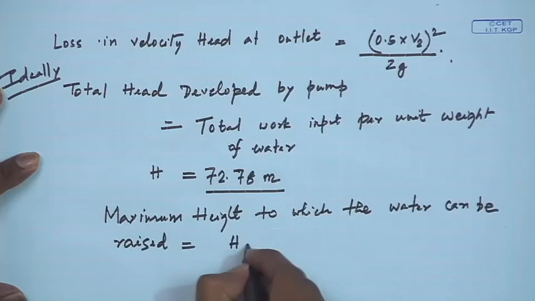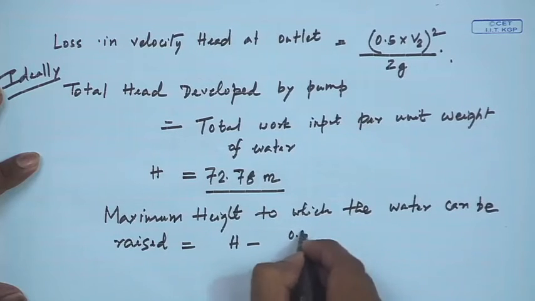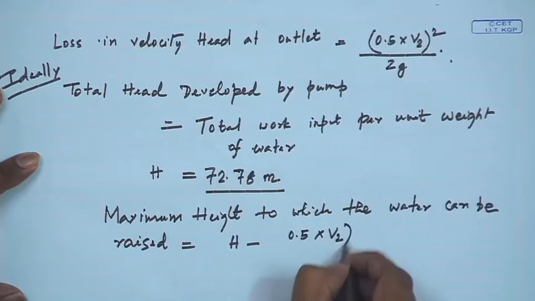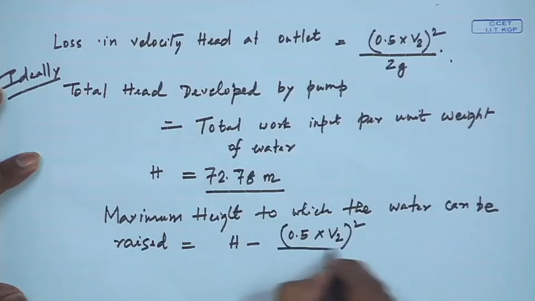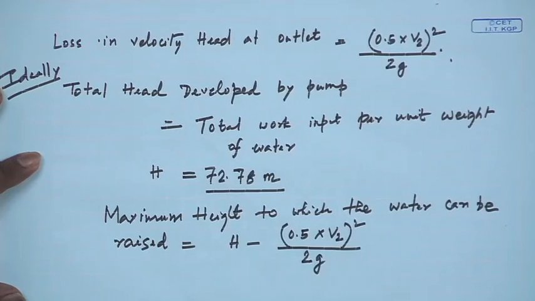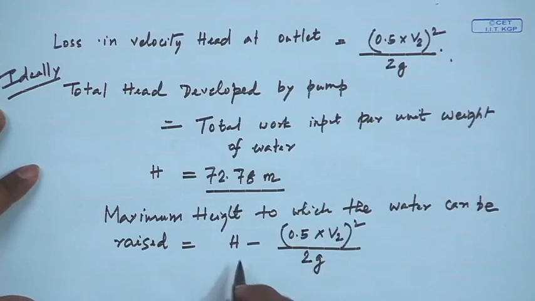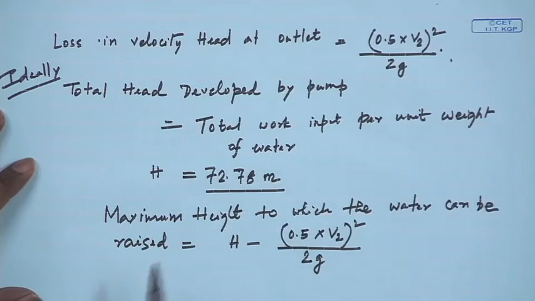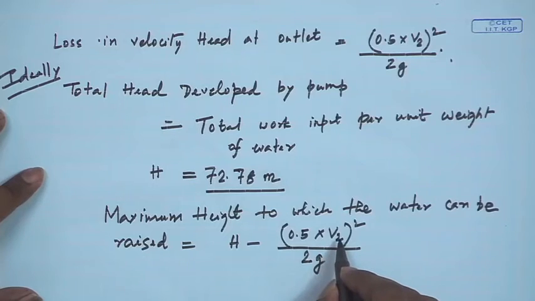is actually h minus 0.5 V2 square by 2g. So, that is the net head developed, which is the maximum height to which the water can be raised. Now, the unknown here is V2, that is the absolute velocity at the outlet.